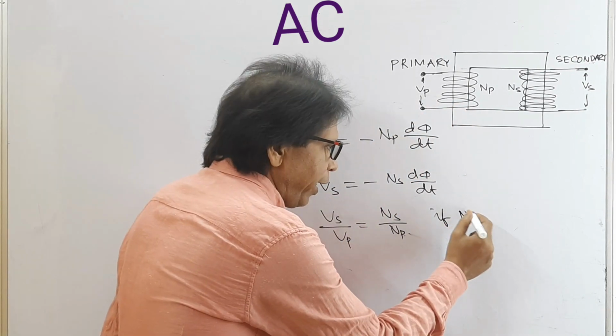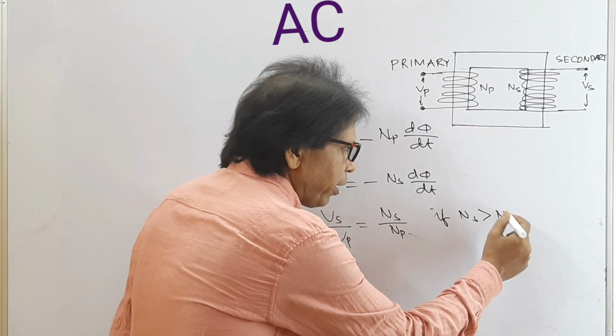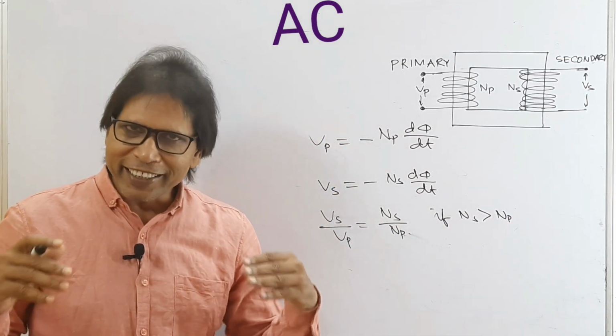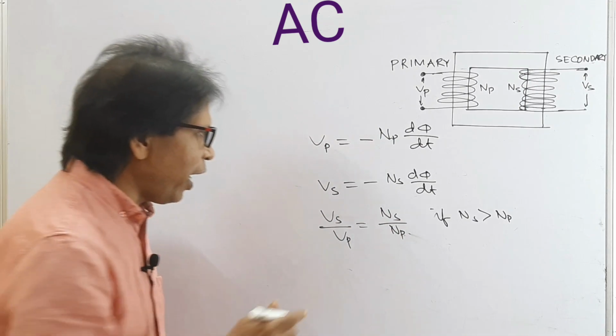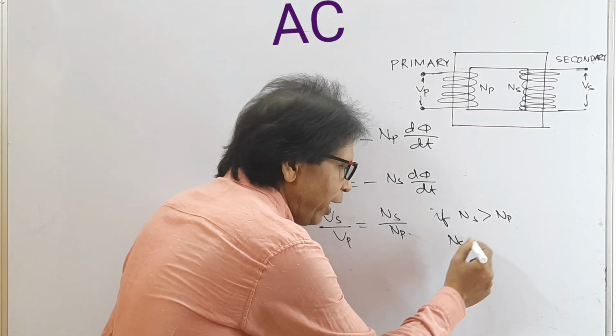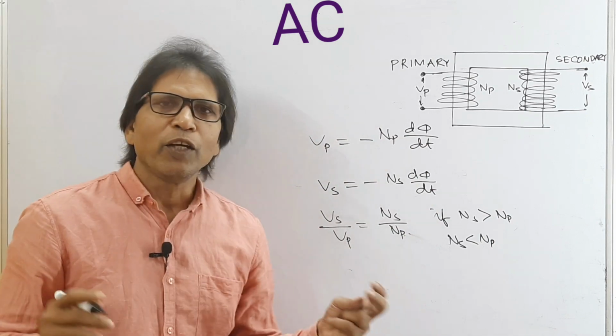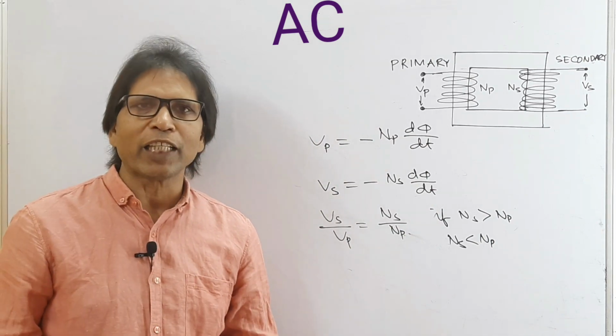Okay, if Ns is greater than Np, then Vs is greater than Vp, so it is a step up transformer. And when Ns is less than Np, then Vs is less than Vp, so it is a step down transformer.